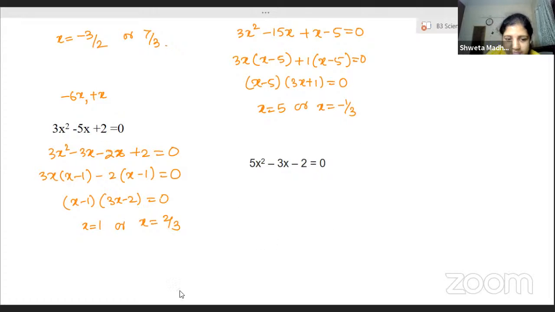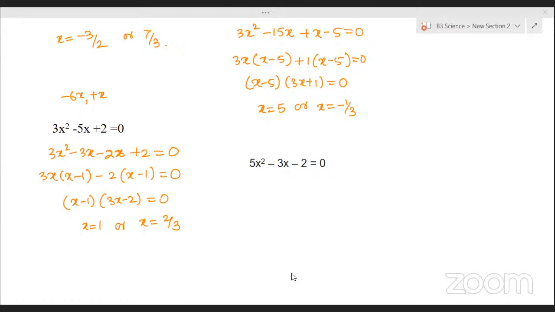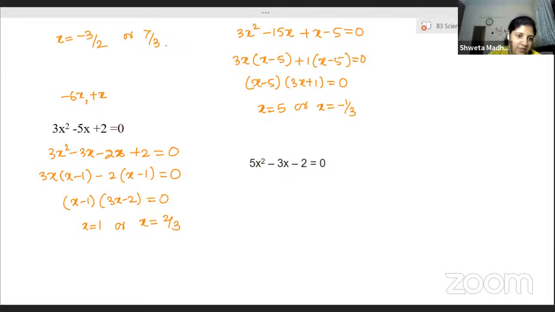Completed this question? Yes. Now the 6th one you can solve. The 7th one.